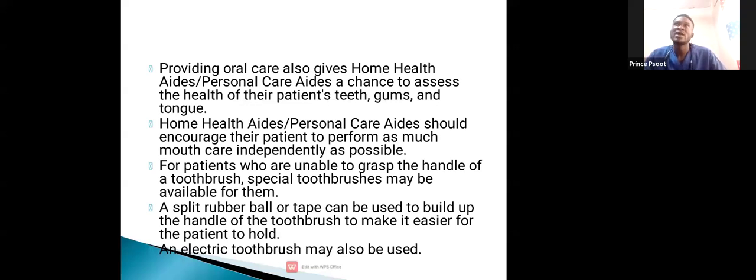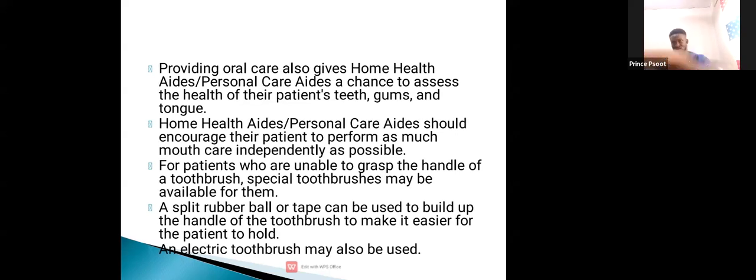So we can assist them and also teach them how to do mouth care. For patients who are unable to grasp the handle of a toothbrush, special toothbrushes may be available for them. A split rubber ball or tape can be used to build up the handle of the toothbrush to make it easier for the patients to hold. And an electric toothbrush can also be used.